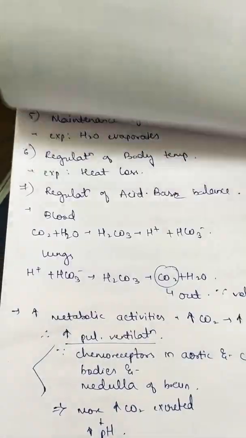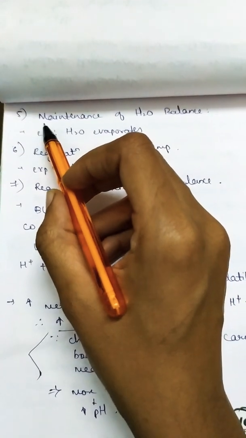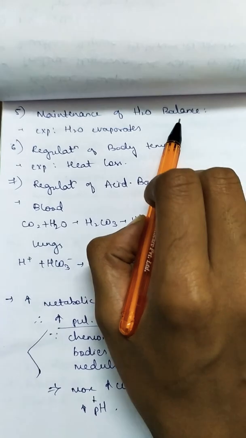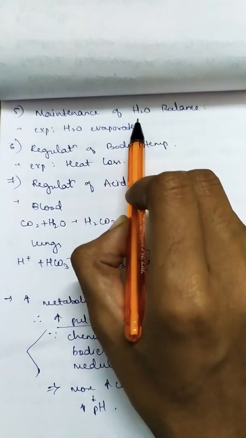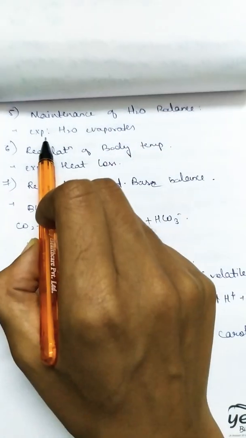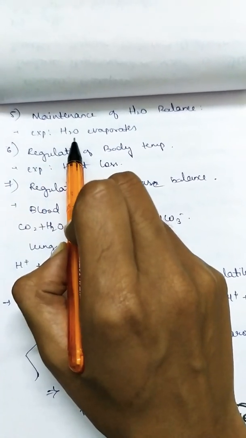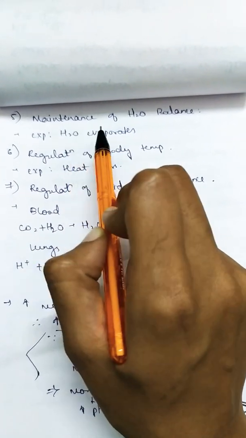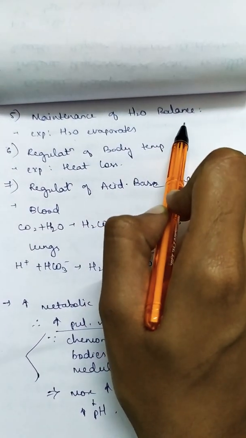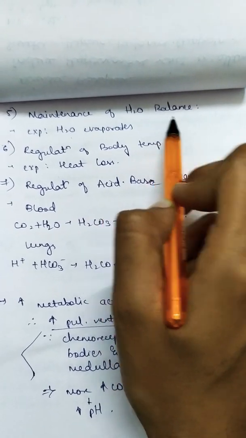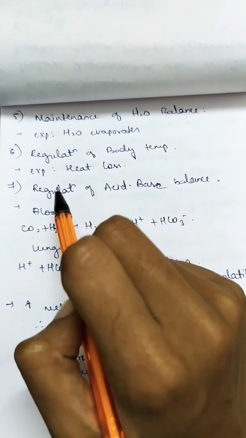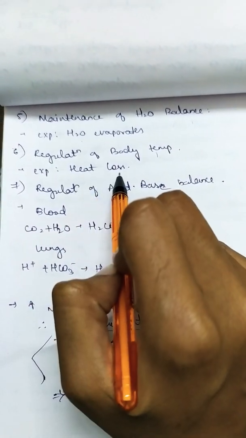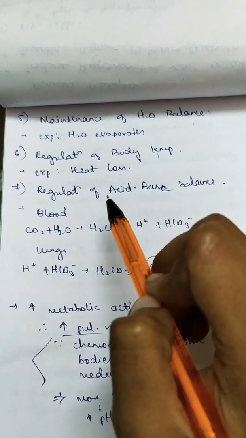So, next, the fifth function of the lungs, which is non-respiratory, is maintenance of water balance. How do we maintain water balance? It is because during expiration, we evaporate water vapors actually. So, if we hyperventilate, more water will be lost, and if we hypoventilate, then less water will be lost. The same way, regulation of body temperature. During expiration, there is also heat loss. So, the same mechanism holds true even here.